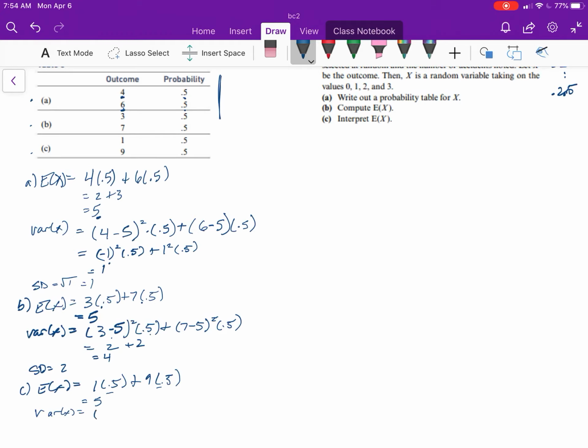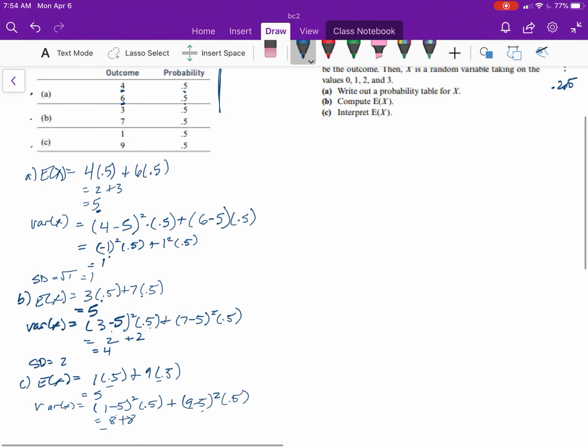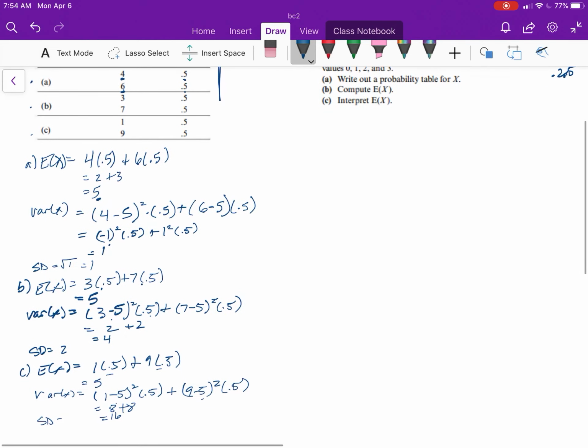Take each of the data, subtract this expected value, so 1 minus 5, square it, times 0.5, plus 9 minus 5 squared times 0.5. So that's 4 squared is 16 times a half is 8, and then same thing here. You don't always get the same thing, it's just the way that this one was created. Alright, so we get 16, and the standard deviation then is 4. Okay, square root of 16.